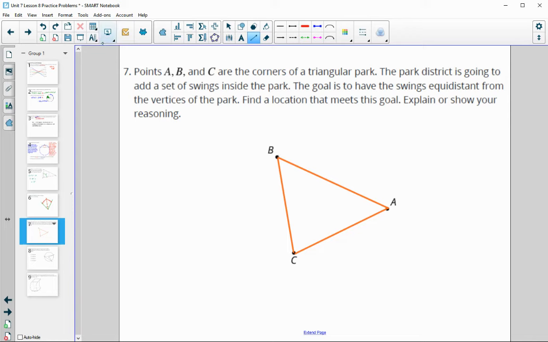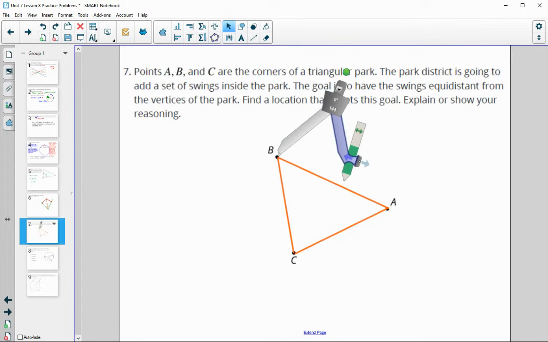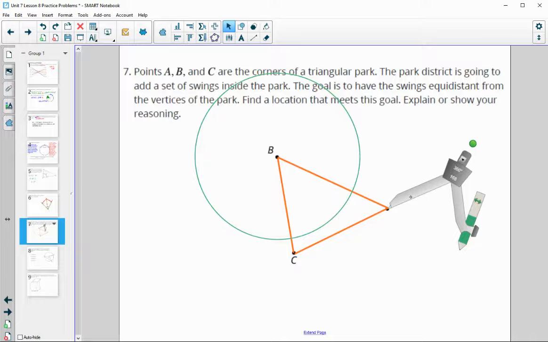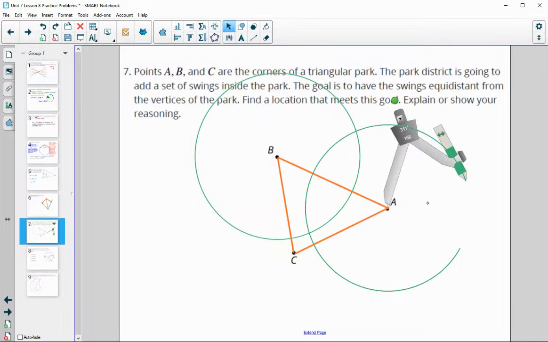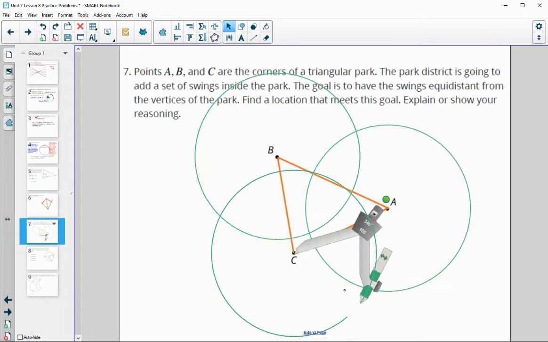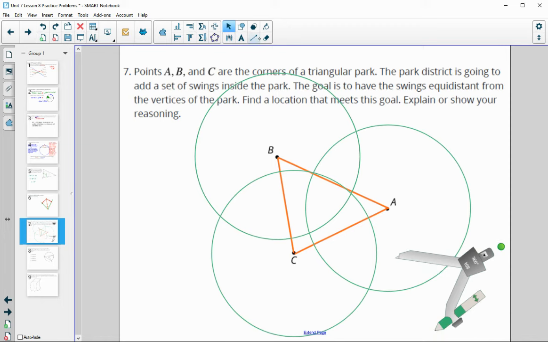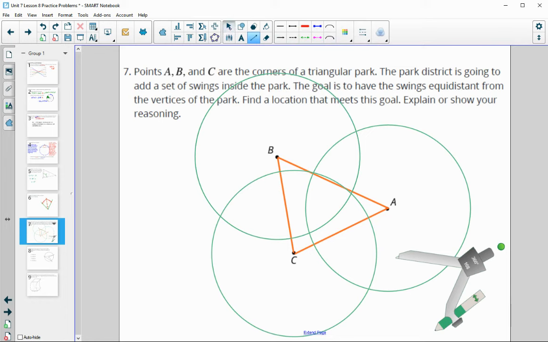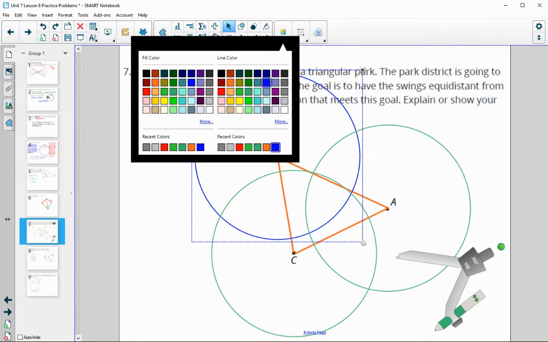So to get the circumcenter, remember we need to construct perpendicular bisectors of each side. So let me go ahead and get my compass here. And then I like to just open my compass to wider than halfway on the biggest side. And then just draw a circle around all of the vertices, this same sized circle. So then you'll be able to find the perpendicular bisectors of each side. And let me change these colors so you can kind of see which ones are intersecting where.